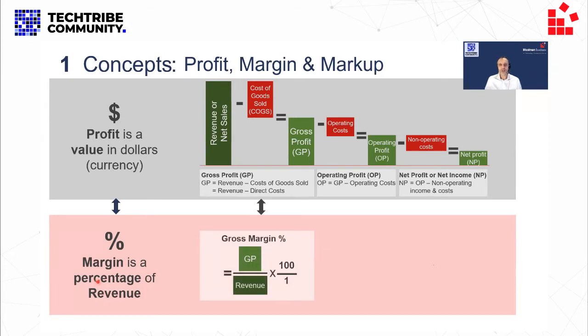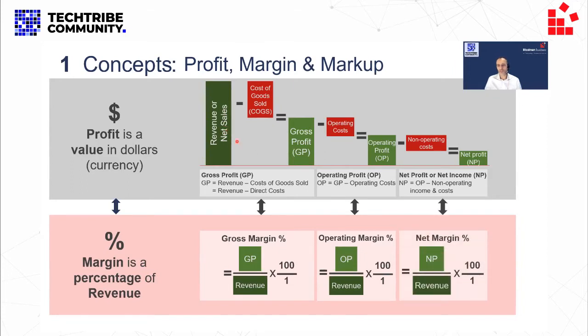When we talk about gross profit, that is a specific number in a specific currency. If we talk about gross margin, that's a percentage, and it's the gross profit divided by the revenue. The same with operating margin and net margin. Operating margin is operating profit divided by revenue. Net margin is net profit divided by revenue. So all of these relate back to the revenue.